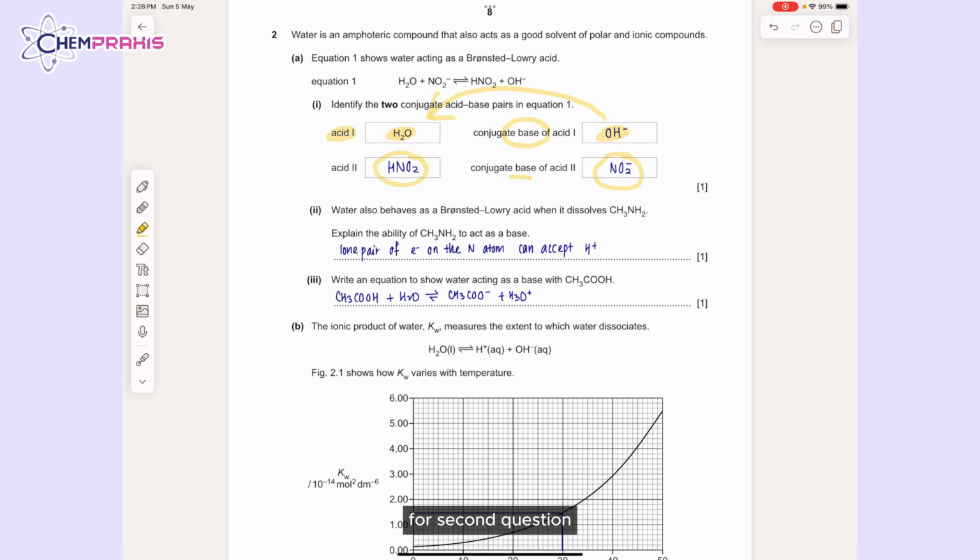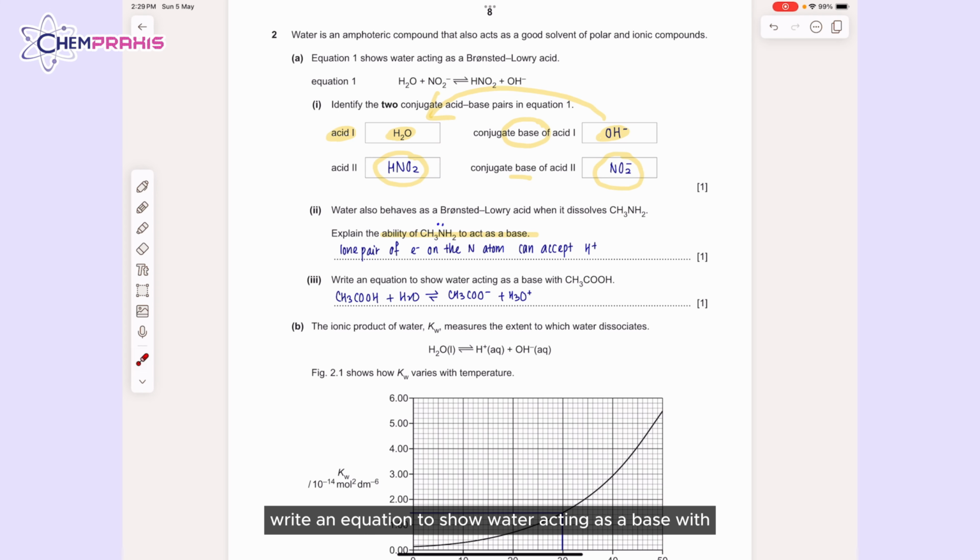For the second question, water also behaves as a Bronsted-Lowry acid when it dissolves CH3NH2. Explain the ability of CH3NH2 to act as a base: because nitrogen has a lone pair of electrons on the nitrogen atom, so they can use this to attract or accept an H plus ion.